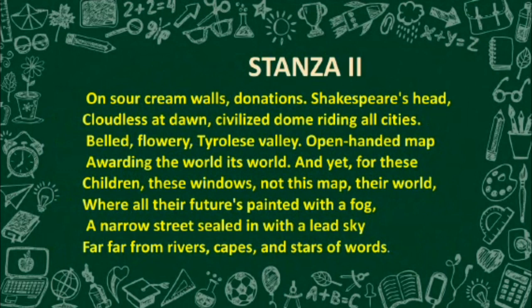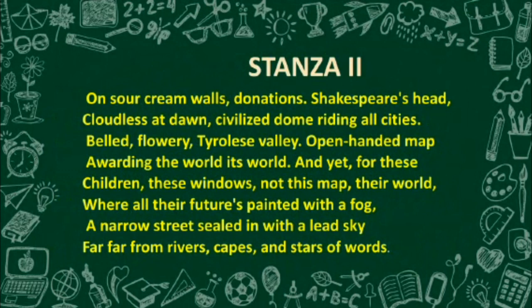So there is a picture of such a beautiful world of nature. Then there is another picture of the famous Tyrolese valley of Austria that is full of churches and flowers. There is one other thing, an open-handed map, showing the world. There is a world map. Why open-handed? Because it is freely made, in an unrestricted manner, by the so-called cartographers of the world, the geographers.